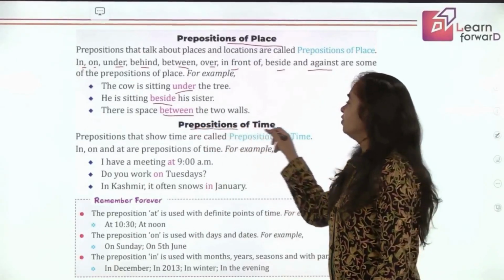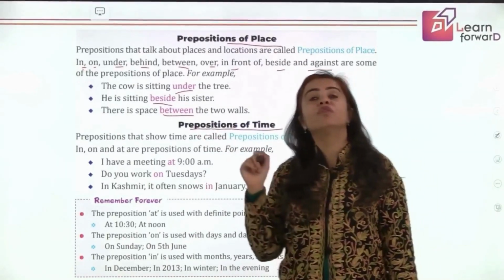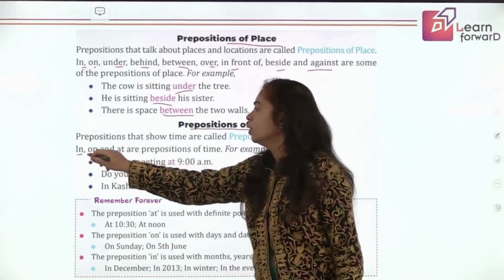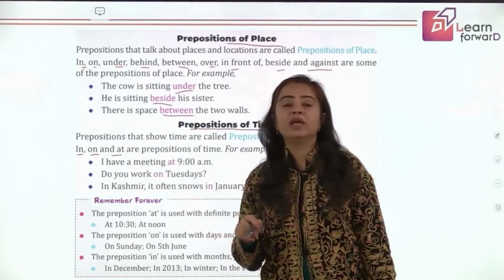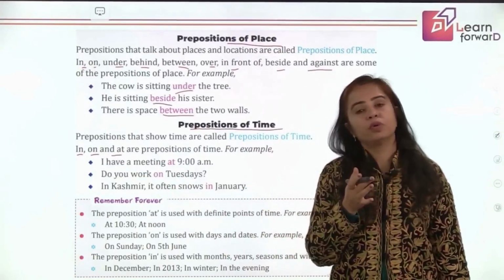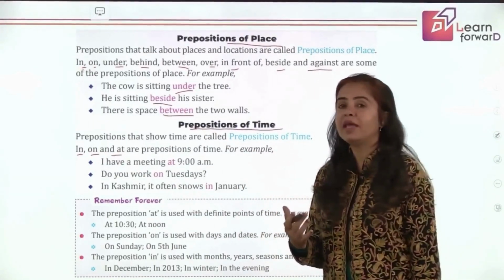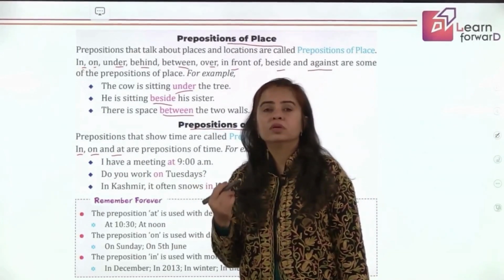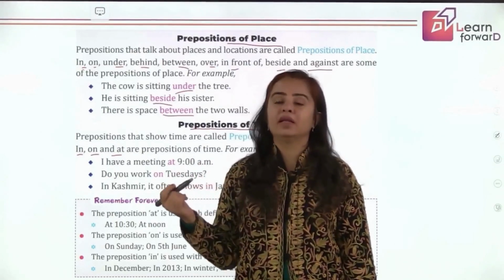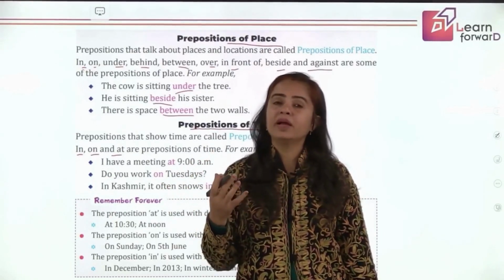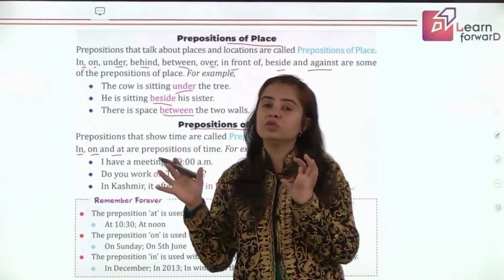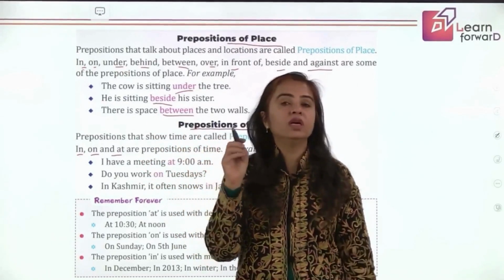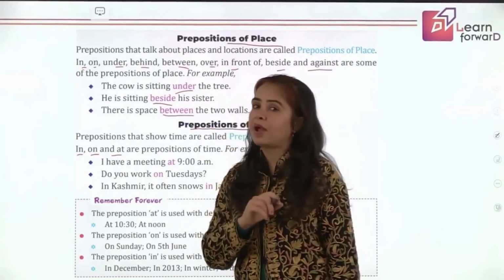Now next we have the category of prepositions of time. Like we say at, in, on. So they tell you the relation of a noun or pronoun in relation to time. Like I can say, I will be going to market on Monday. So when am I going to market? Monday. Now my going to market is related to Monday with the help of the word on. So on is the preposition of time.